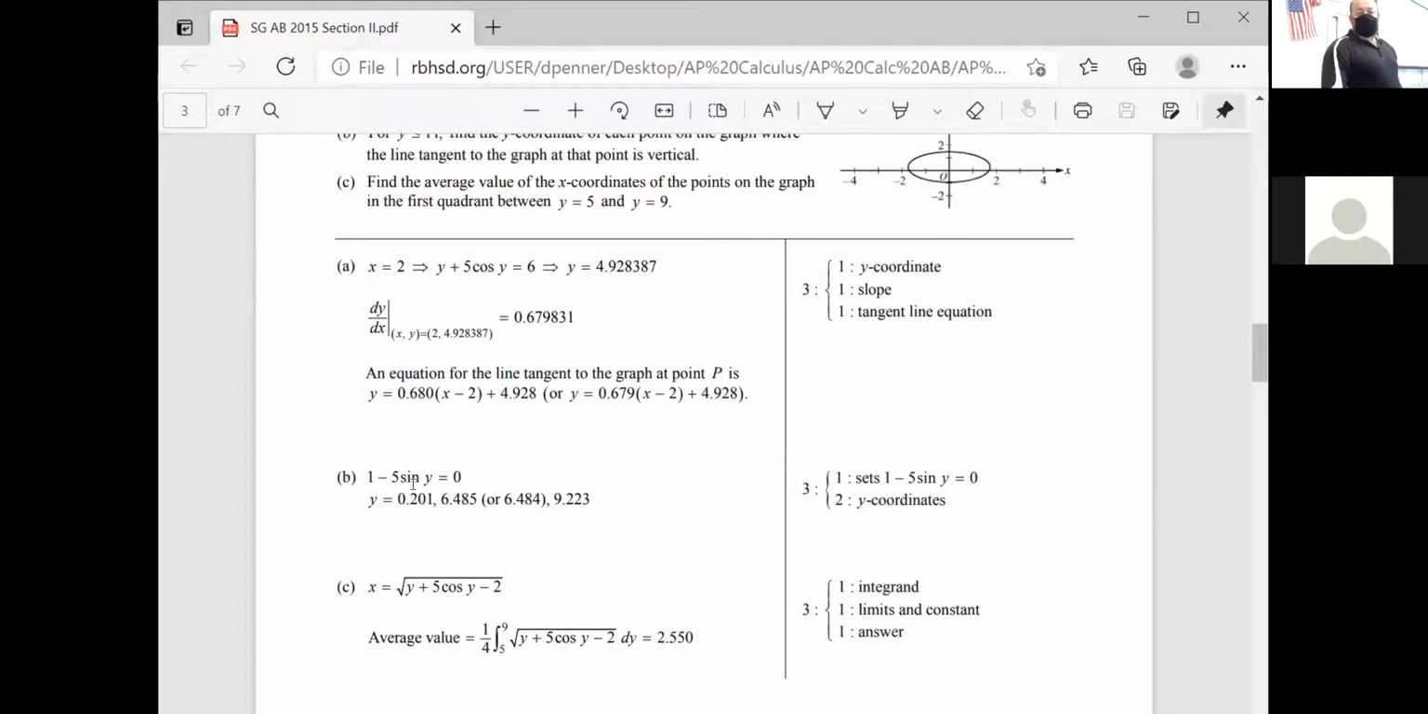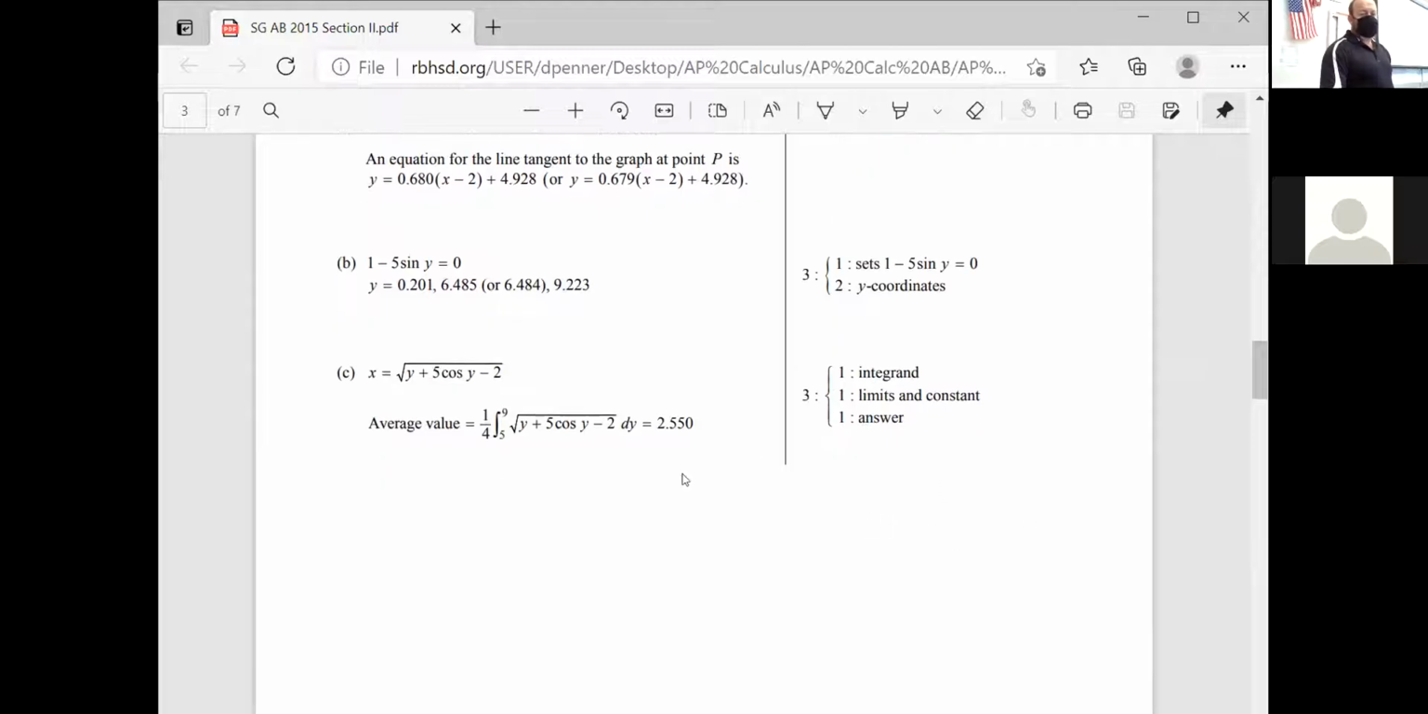Okay, letter B. You got a point if you set 1 minus 5 sine y to 0. And this is a little interesting. They gave you 2 points for the coordinate. And I'm guessing that they would take off 1 if you listed that extra point that should not have been there. So they'd probably give you 1 out of the 2. I have a feeling there's some flexibility in this, but I don't know that for certain.